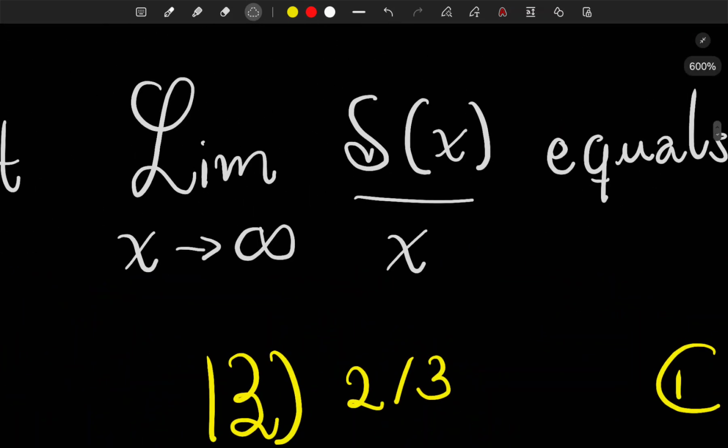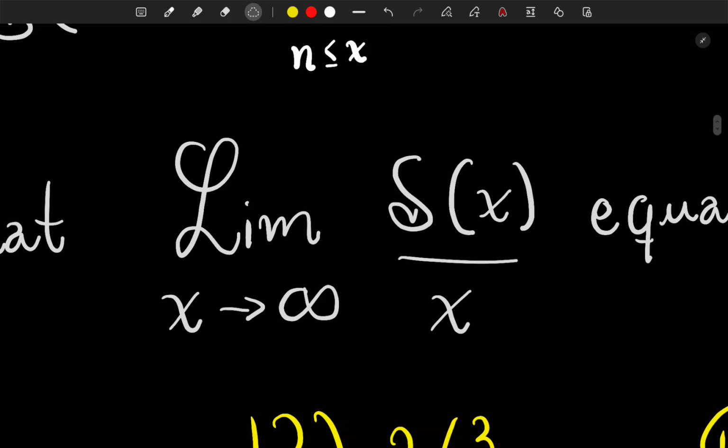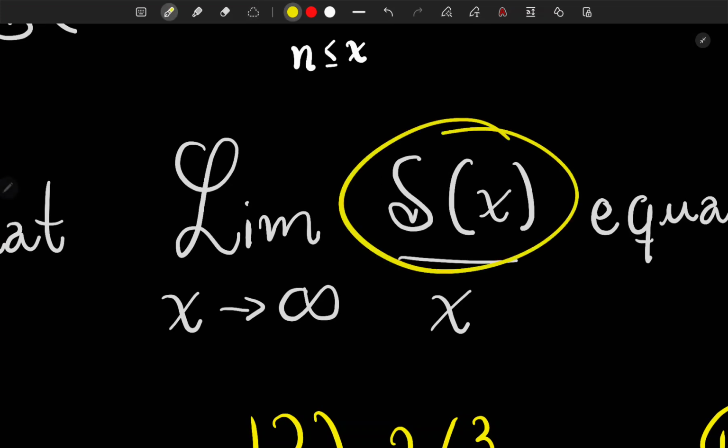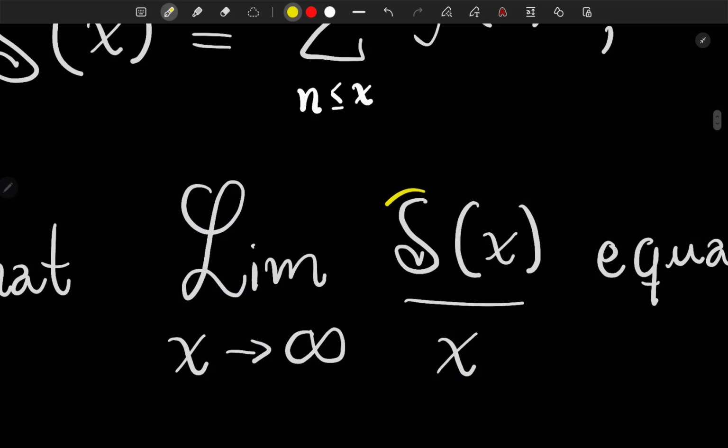And we have this limit here. We have to calculate this, but there's a problem. We don't know what S of x is, so the limit is S of x over x when x approaches infinity. We have to know what this is.